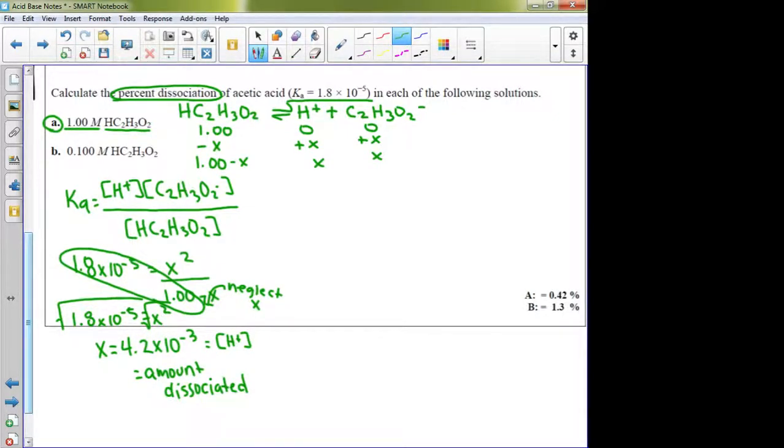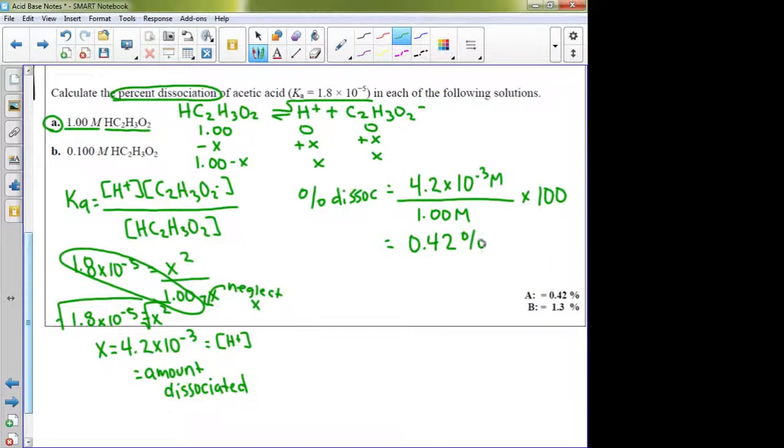So now that I know the amount that dissociated, can I find my percent dissociation? Yes. So the percent dissociation is equal to the amount that dissociated, which was 4.2 times 10 to the negative third molar, divided by my initial concentration, which was in A, 1.00 molar, times 100. If I put that in my calculator, I should get 0.42%.